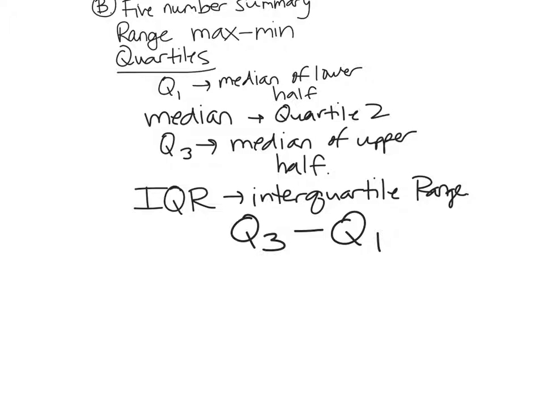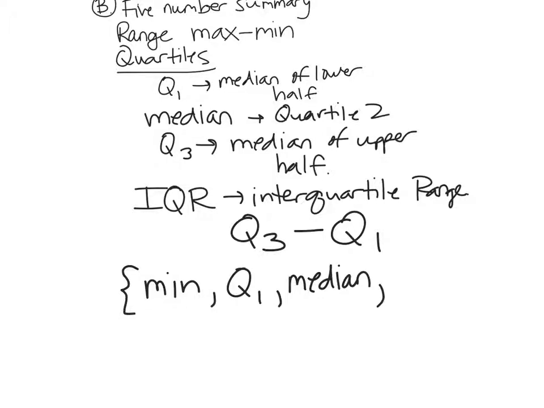And you write it like this. You put a little bracket, and you're going to list the minimum. That's going to be the smallest number in your set of data points. Then Q1 is next, the median of the lower half. Then we're going to have the median in the middle, Q3, and then the max. That's called a 5-number summary. It's very important in the statistics realm.